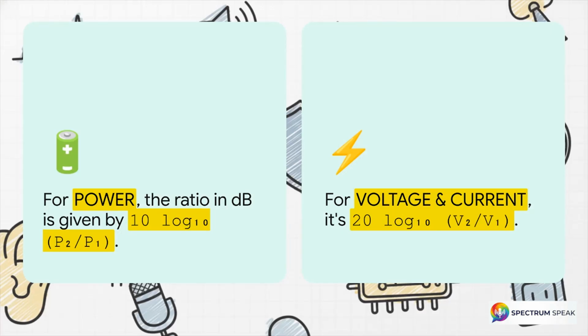All right, this right here is the number 1 rule of decibel grammar. You absolutely have to memorize this. When you're talking about power, measured in watts, you use a multiplier of 10. When you're talking about voltage or current, you use a multiplier of 20. That's it. This is the foundation for everything else.